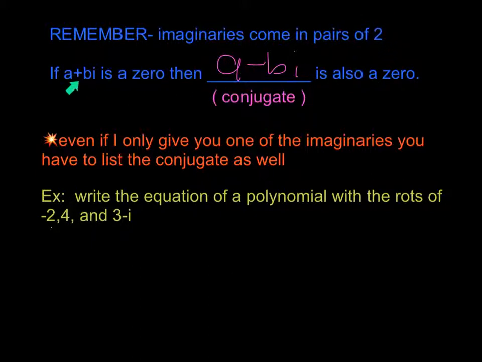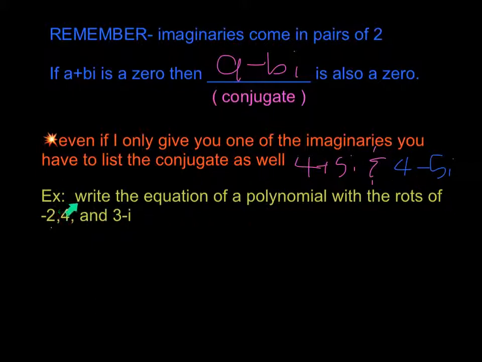So that means even if I only give you one of the imaginaries, like let's say, for example, 4 plus 5i, you have to assume that also 4 minus 5i will be a 0. So even if I tell you one and I don't tell you the other one, you have to assume it's there. They always come in pairs of 2. You cannot have one imaginary without the other.